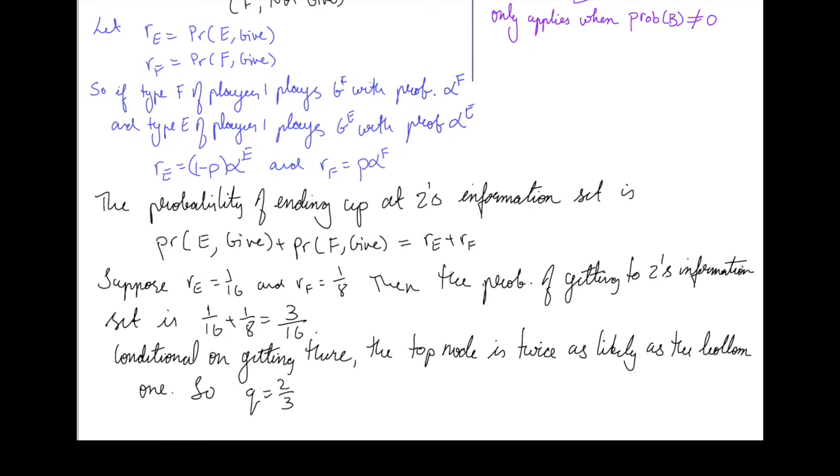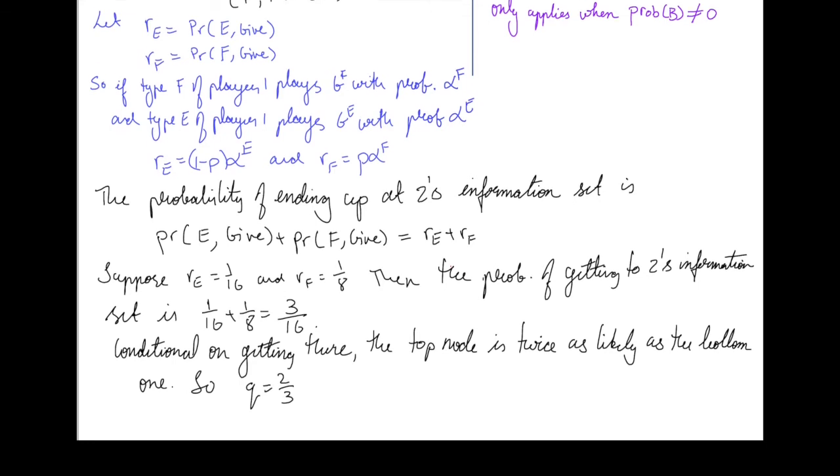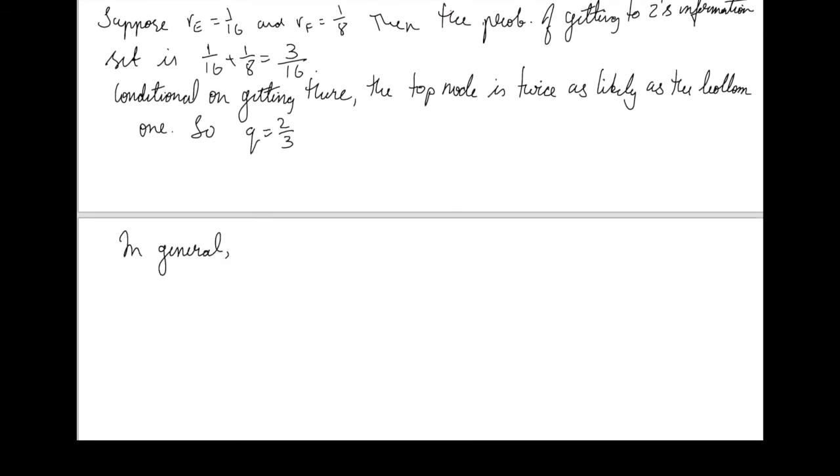In general, rather than looking at specifically RE equals 1/16 and RF equals 1/8, we would use Bayes' rule. So Q equals RF over RE plus RF. So it's the relative probability of arriving at the top node compared to the bottom node. So we divide the probability of getting to the top node by the total probability of arriving at the information set. Q is the probability of the type being friend given that you received a gift.